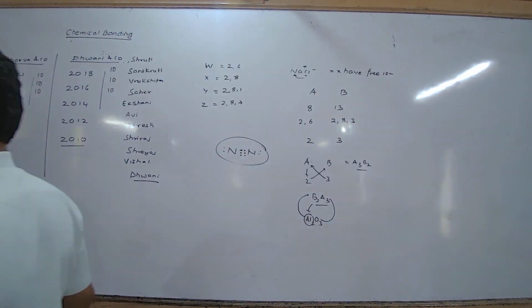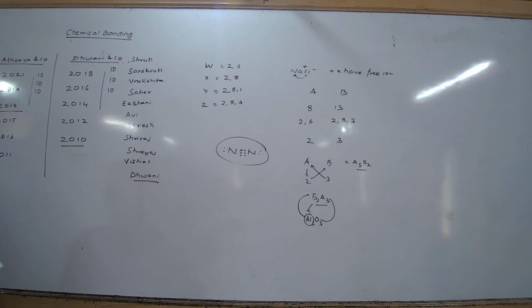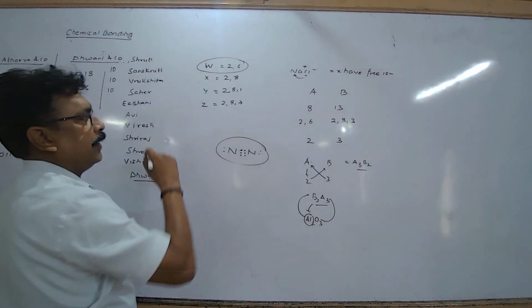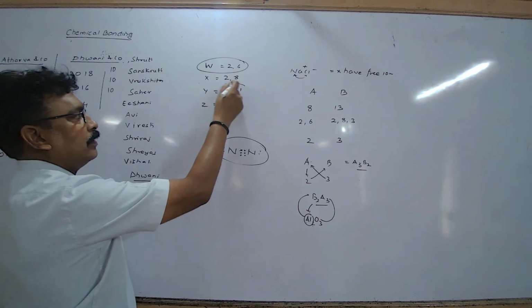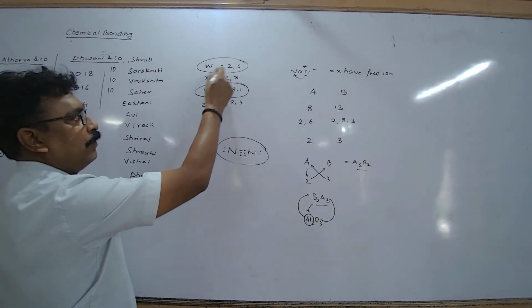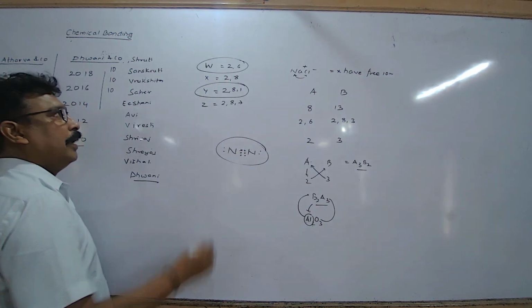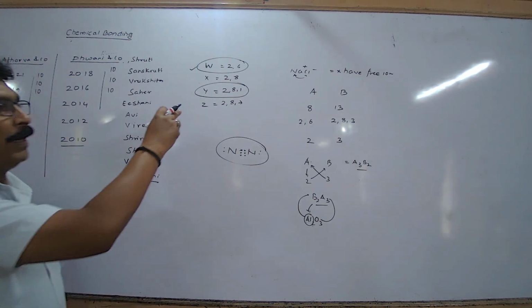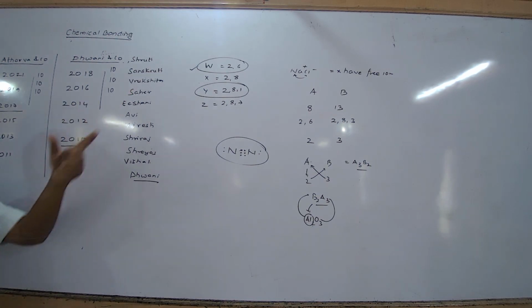Which pair of atoms will form a covalent compound? Which will form the covalent compound? W will form it. Right. Only W. Yes, sir. 2 atoms of W. Why? Because it has 6 electrons.